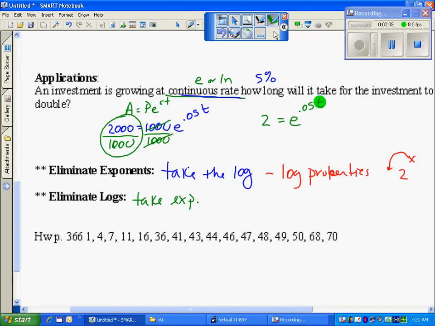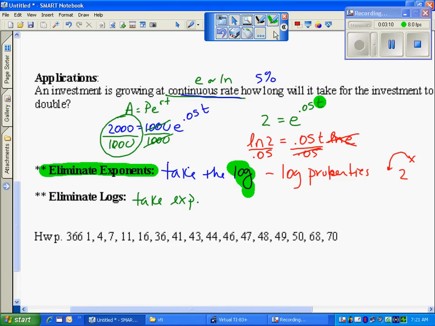It is in exponent form. So if I want to eliminate exponents, I need to take the log. Now, with the base e, I like to take natural log because they go together. So when I natural log the left, I'm going to natural log the right and use property 3 all at the same time. Well, the natural log of e is 1. I'm going to divide by 0.05, which was my rate.